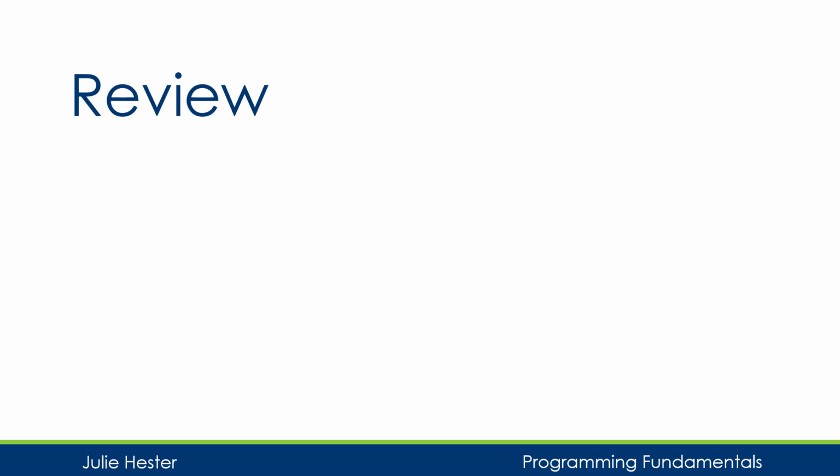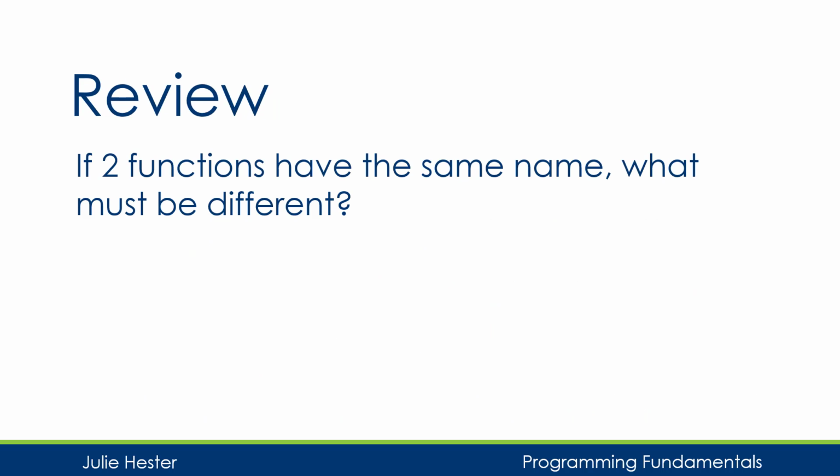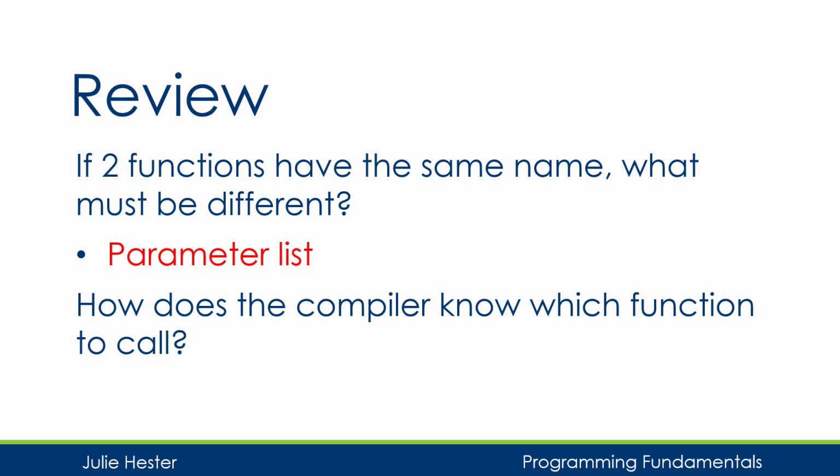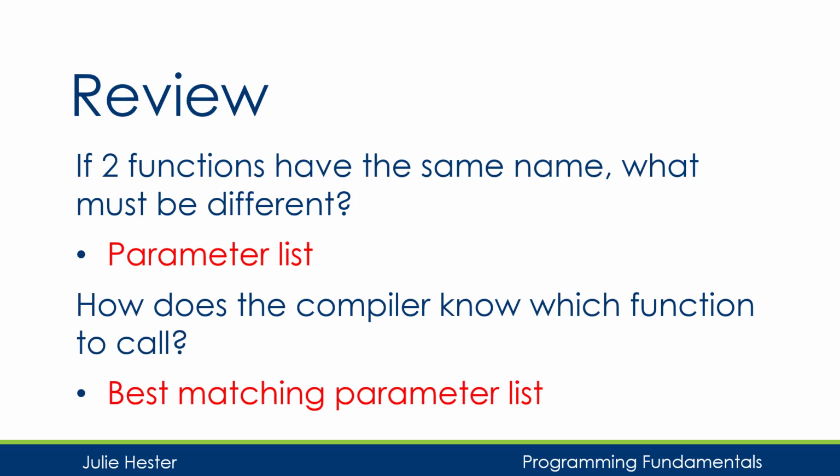All right, so let's review here. If two functions have the same name, what must be different? And that's going to be our parameter list, either the number of parameters or one or more data types. And how does the compiler know which function to call? It's going to look for the best matching parameter list. So that can either be a function with a default value where we're not providing all of the parameters, or it can be with function overloading where we're going to choose the function that has that same parameter list.